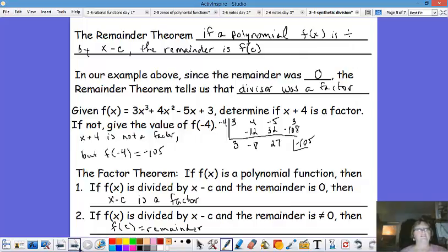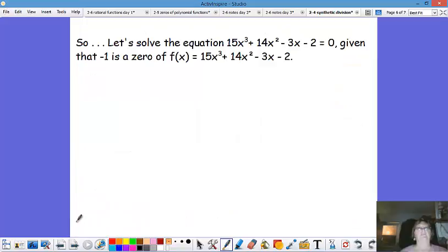I'm going to advance to the next page and let's see how we apply this. It says solve the equation 15x cubed plus 14x squared minus 3x minus 2 equals 0, given that -1 is a 0. Well, y'all, if -1 is a 0, that gives us a great tool because we can do this polynomial division by -1 and we'll get a depressed polynomial that we can perhaps solve.